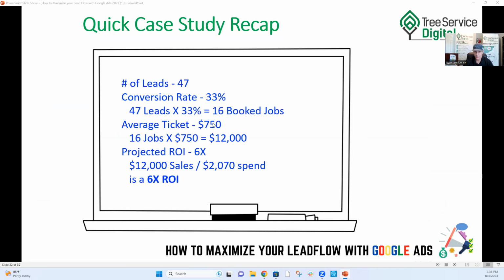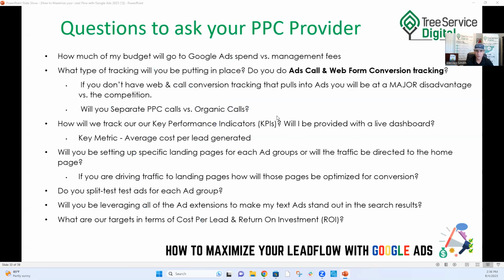The average ticket on this one was $750. 16 jobs times $750 was $12,000. And they spent, again, roughly $2,000 for ad spend plus a management fee. So if you think about it that way, that's a 6x return on investment. So pretty good, most business owners would like that. And some people get more, some people get roughly the same.